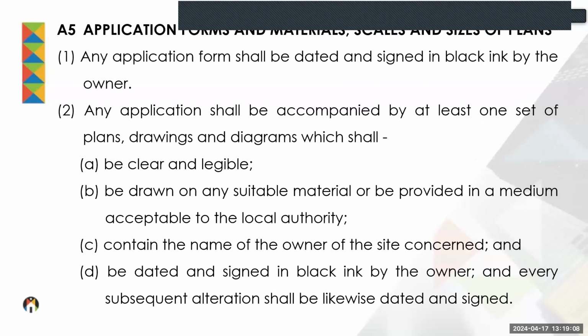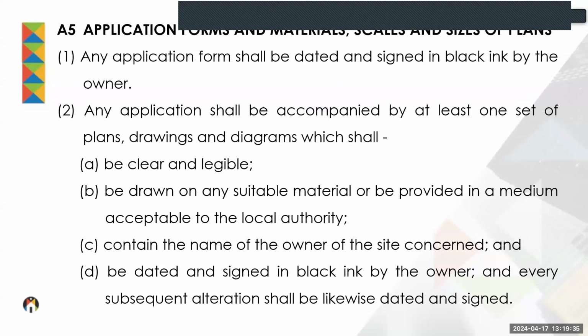Now we come to A5, which deals with application forms and material, scales and sizes of plans. First of all, when you apply, that application form must be dated and signed in black ink by the owner. Next week, we will talk about power of attorney: can you do it as the architectural professional on behalf of the owner if you've got power of attorney?